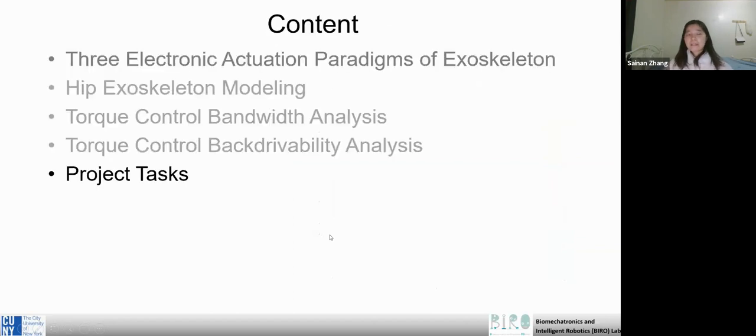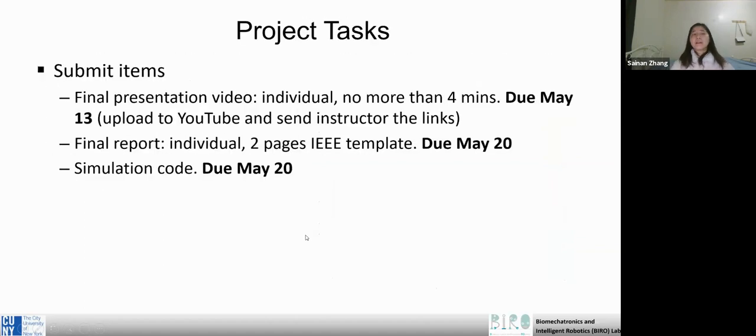And the last part is your project. You have to submit 3 items: the final presentation video, the final report, and the Simulink code. It is due on May 20.